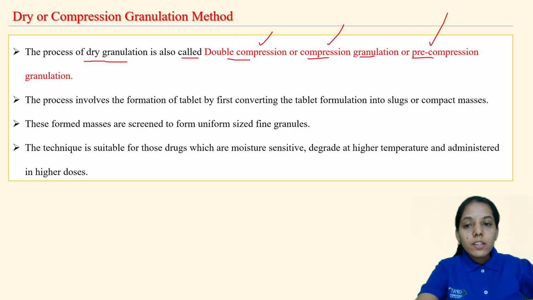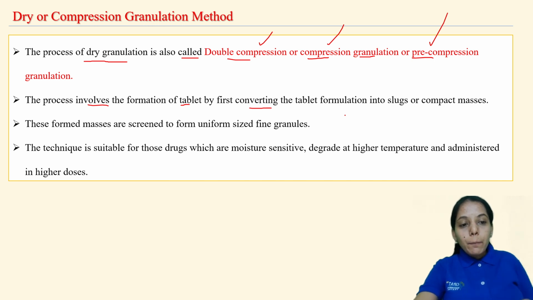The process involves the formation of a tablet by first converting the tablet formulation into slugs. Basically, slugs are nothing but bigger tablets only, about 1 inch in diameter. So initially we are compressing into bigger tablets. That is nothing but slugging. This is known as a slug.